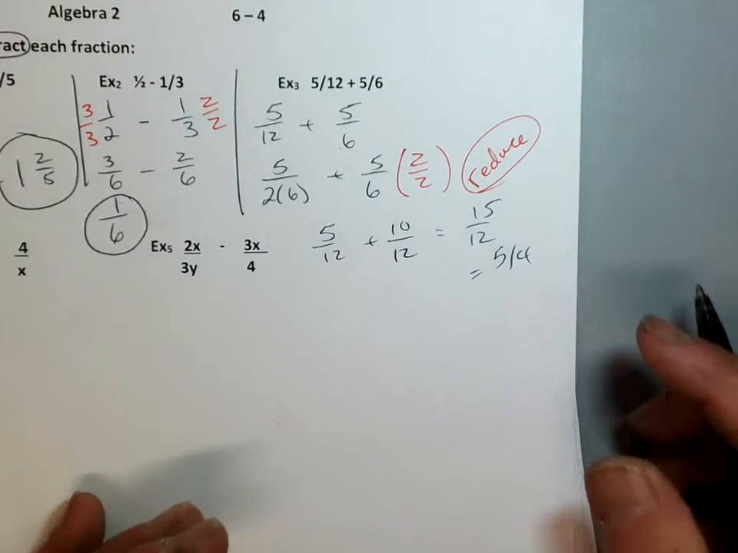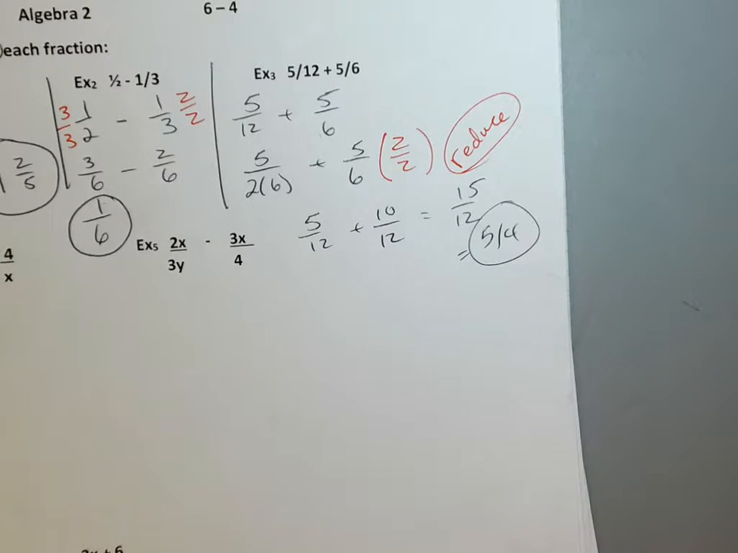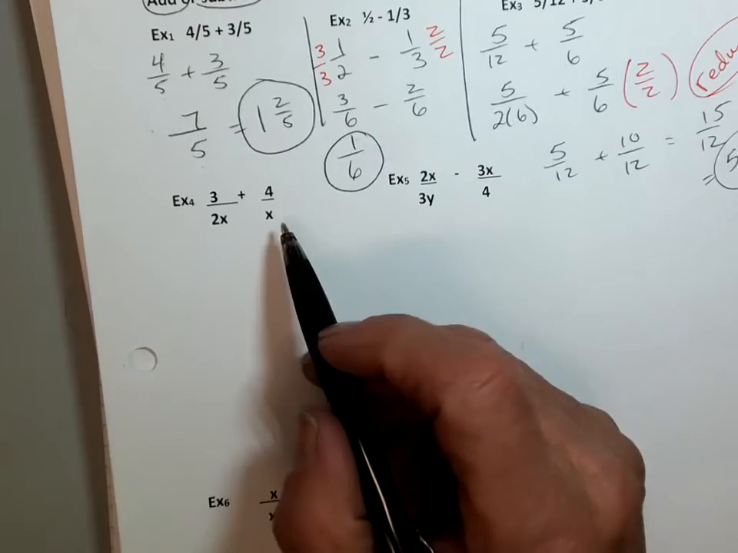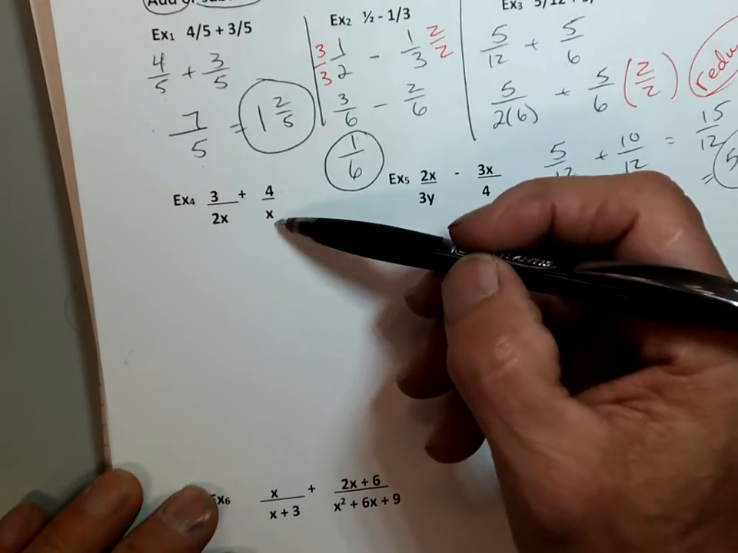5/4, or 1 1/4, right? Okay, now, when we do it with x's, we'll do the same exact process. So if I slide this over to example 4, and take a look at example 4, I need a common denominator. Chris, are you paying attention? I need a common denominator.